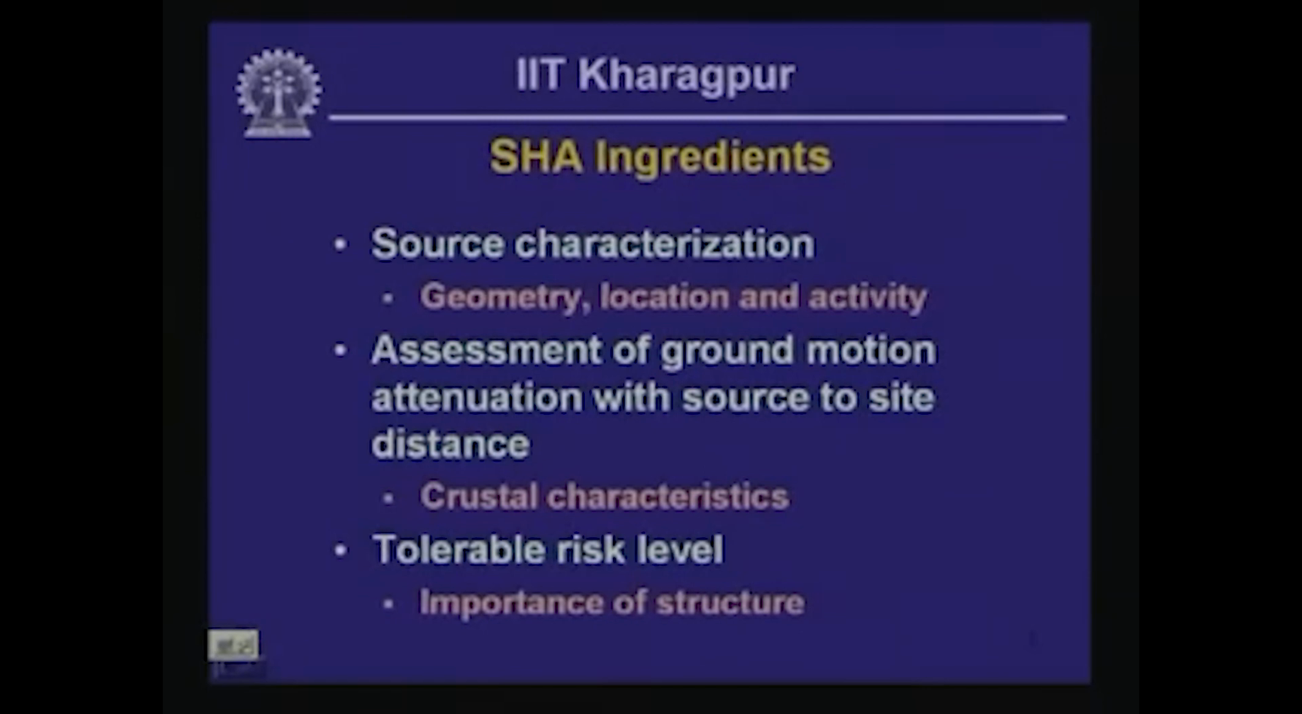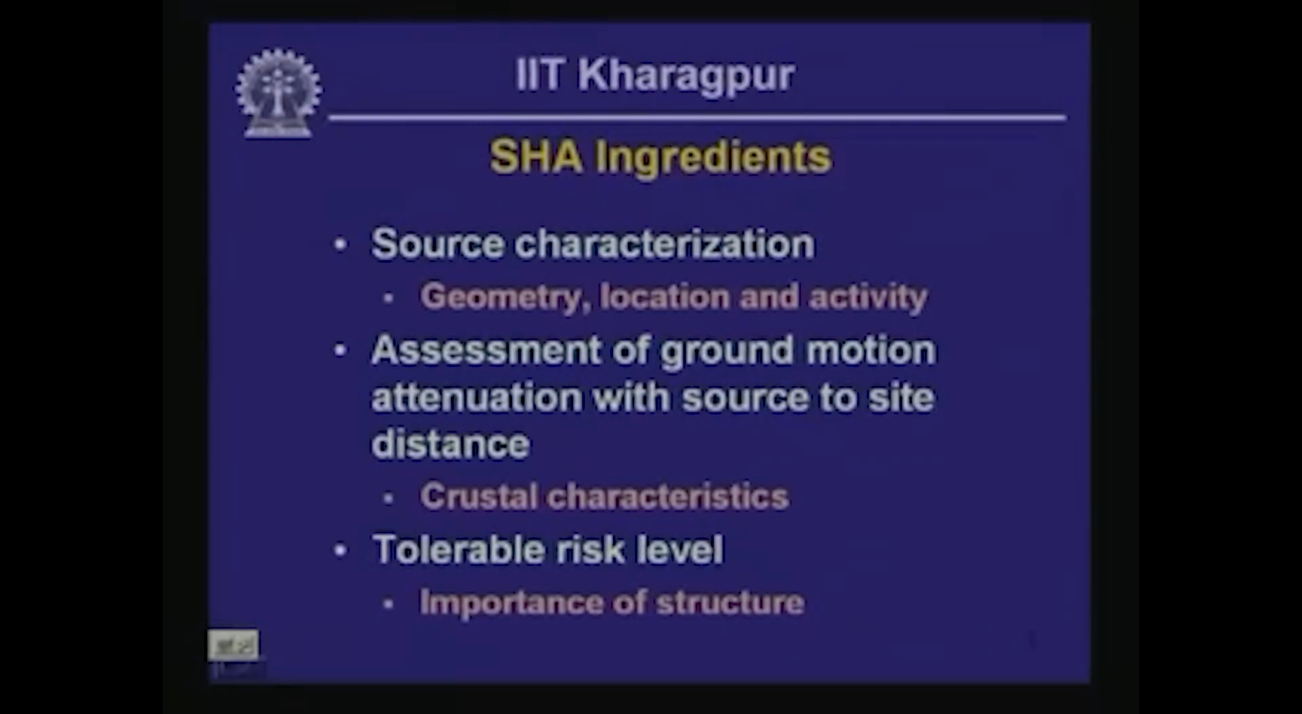So, crustal characteristics is a factor that actually affects attenuation of ground motion. It depends really on whether you are in the eastern part of India or in the western part of India, or in eastern United States or western United States, or in southern Europe, or where actually on the globe your site is located. The attenuation of ground motion actually depends on the geographic location of the site.